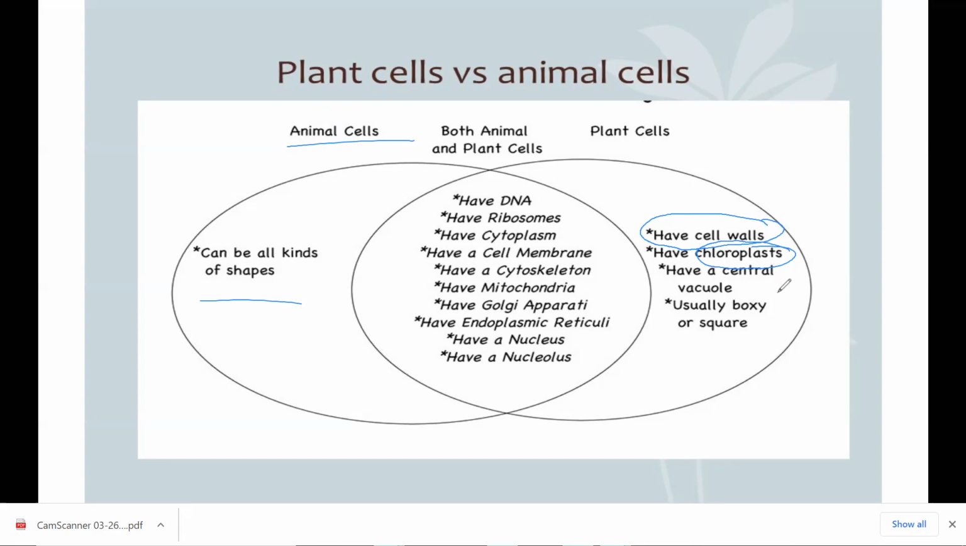Plants also have this thing called a central vacuole, which is used for water and nutrient storage. So if you've ever seen lettuce wilt before, that is happening because the vacuole in that cell is losing some of the water, because that vacuole acts not only as water storage because the plant needs water, but also structural support. It's not all the cell wall that gives plant cells their rigid shape. It's the vacuole as well. And then down here, obviously, plant cells are usually boxy or square-ish in shape.